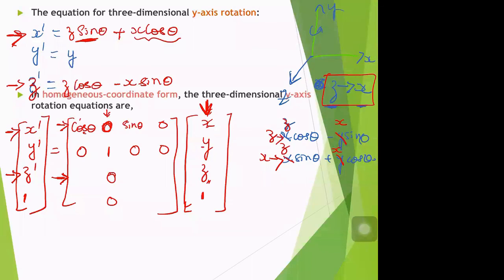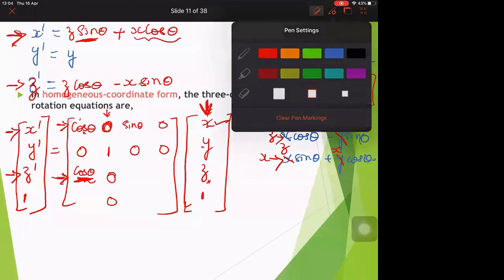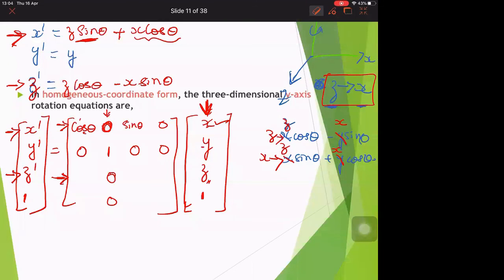So z cos theta is my first one. Should I write cos theta here? If I write cos theta here, then this cos theta gets multiplied with x, right? So where should I write cos theta? It is z cos theta. My z place is this, cos theta. X gets multiplied with sin theta, that is minus sin theta. 0, 0, 0, 1.